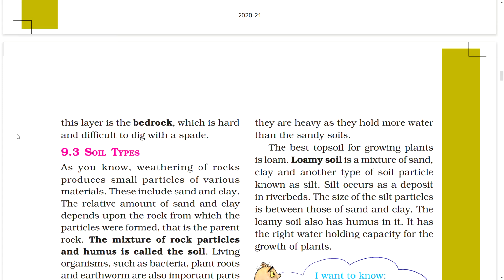The best topsoil for growing plants is loam. Loamy soil is a mixture of sand, clay, and another type of soil particle known as silt. Silt occurs as a deposit in riverbeds. The size of the silt particles is between those of sand and clay. The loamy soil also has humus in it. It has the right water holding capacity for the growth of plants.